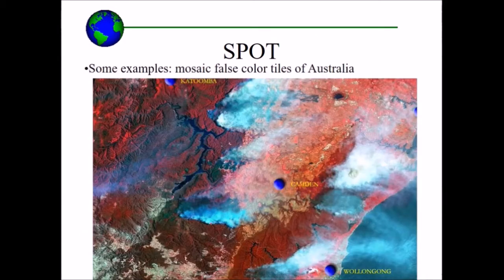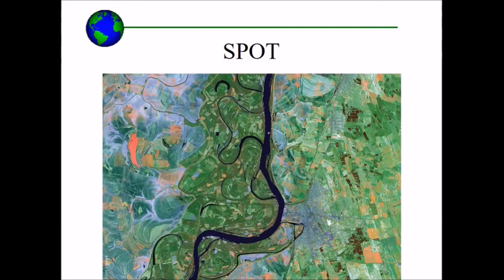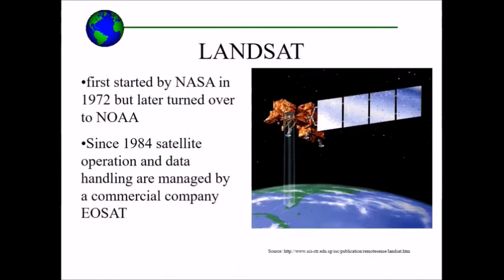These are examples of SPOT images. This is a mosaic of false color tiles of Australia. This is again a SPOT image. And let us talk about Landsat now.